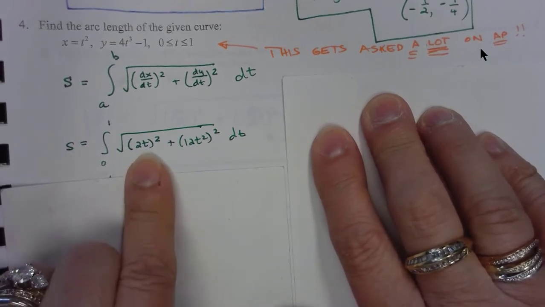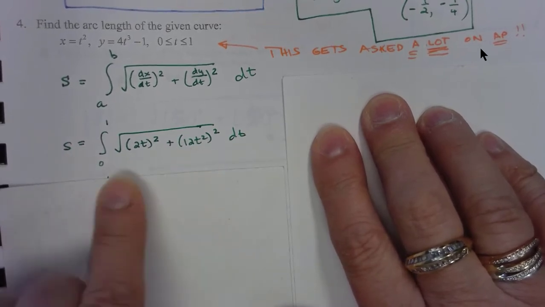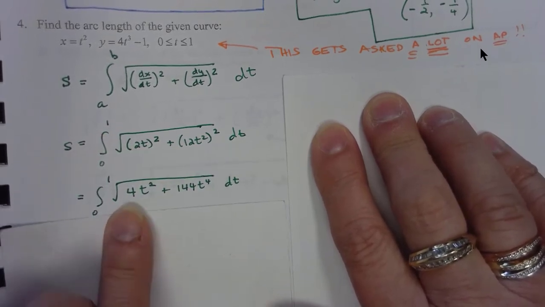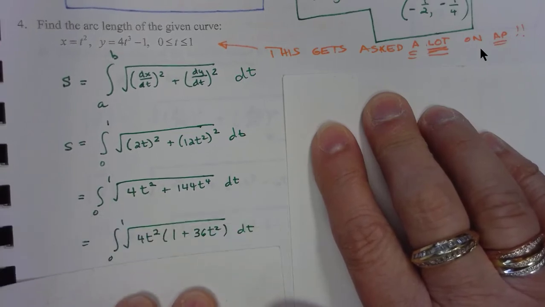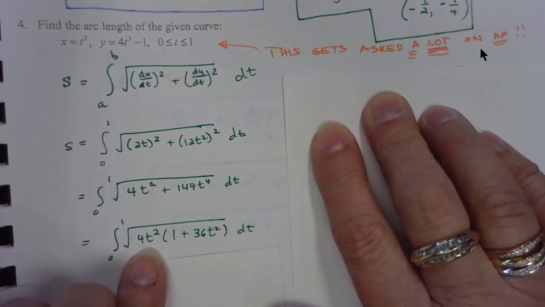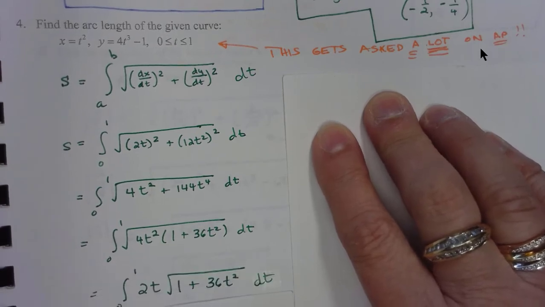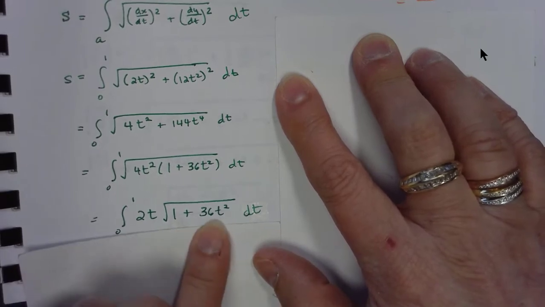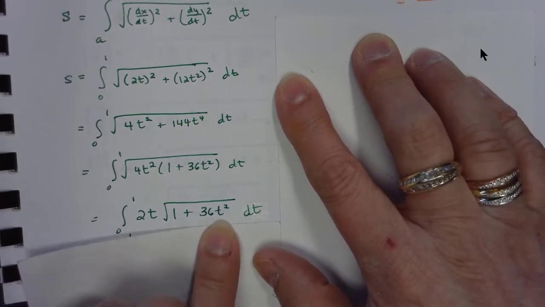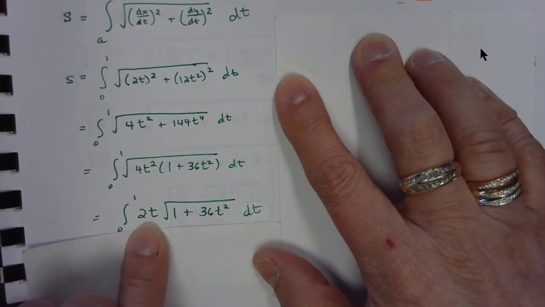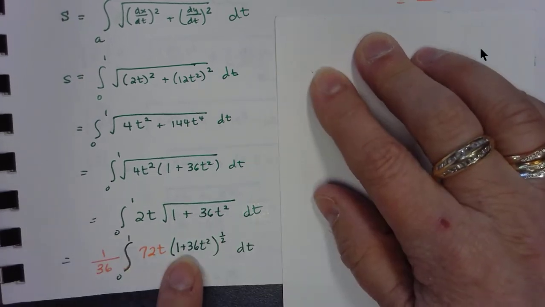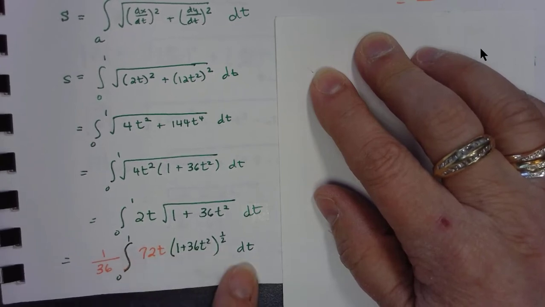So I'm going to substitute in my dx/dt, my dy/dt, from 0 to 1, square them. What kind of cleanup work can we do? Well, we can factor a 4t squared out of each term, which allows me to bring 2t outside of the square root. And if I look at this, if my u is 1 plus 36t squared, my du is 72t. I have 2t, so I need to multiply and divide by 36, which gives me my u to the 1/2 du.